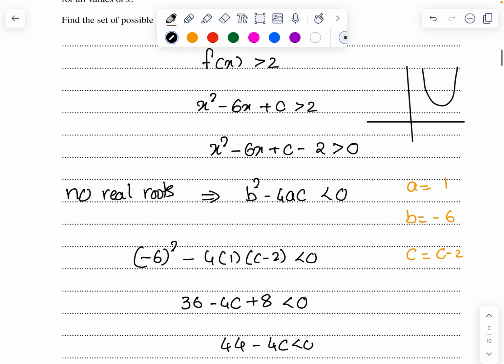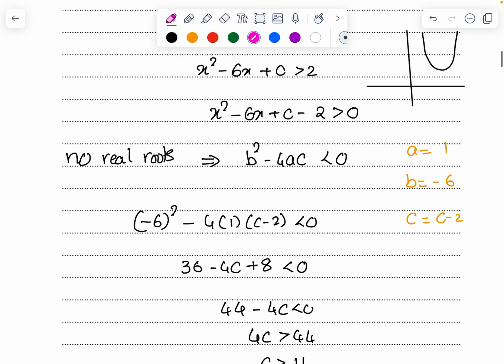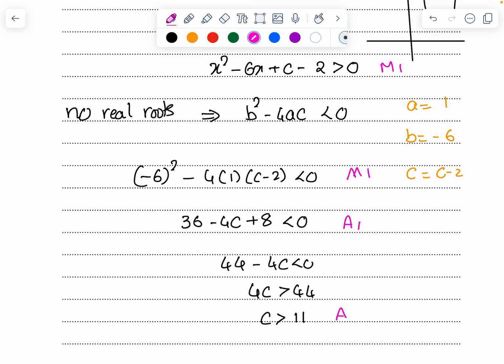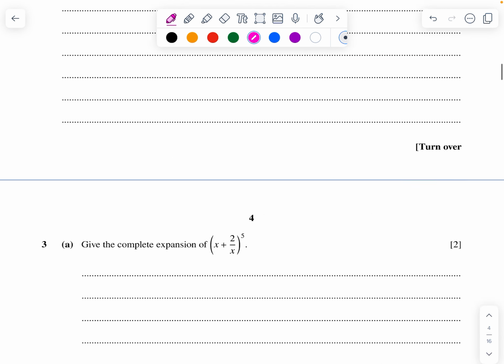And this is a 4 marks question. So we get one method mark over here and an accuracy mark over here, another method mark over here, an accuracy mark over here, and an accuracy mark over here. This gives you 4 marks.